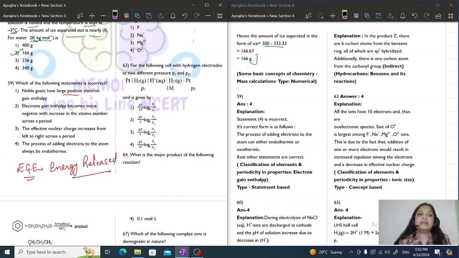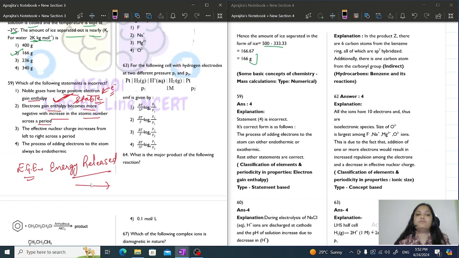Noble gases have large positive electron gain enthalpy. This statement is true because noble gases are already stable. They have a complete octet or duplet, so they don't require an electron. If we need to add an electron to it, energy has to be supplied, and that to a large amount. So there has to be large positive electron gain enthalpy. This is true.